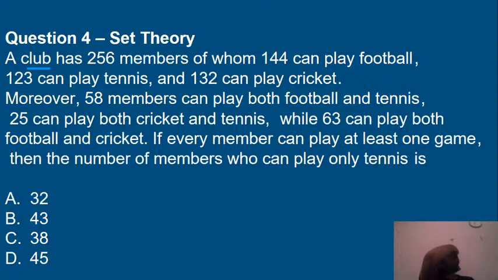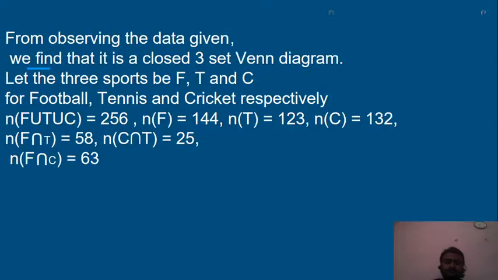Okay, guys, so let us tackle this question. A club has a typical set theory question which can be solved in just 2 to 3 minutes. A club has 256 members, out of whom 144 can play football, 123 can play tennis, and 132 can play cricket. Moreover, 58 members can play both football and tennis, 25 can play both cricket and tennis, while 63 can play both football and cricket. If every member can play at least one game, then the number of members who can play only tennis is?